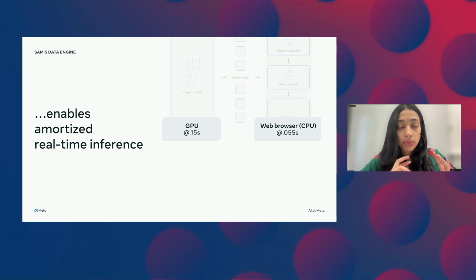So this two-part model design basically gives what we called amortized real-time inference. Where, as I mentioned, when an image has many masks, we only need to run this heavyweight image encoding step once per image. And then the inference time per object is very, very fast, and it can also run directly in the browser.